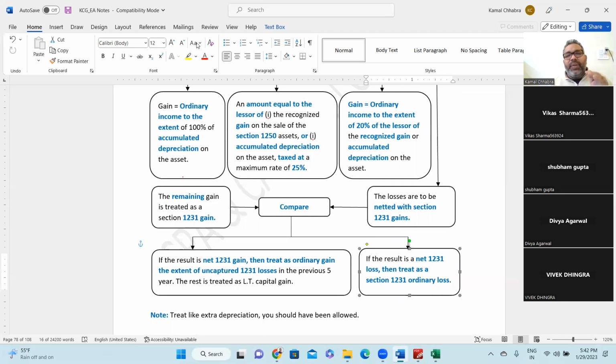Right? If you have a net position as a gain, then you need to look at the previous 5 years whether you have claimed any loss. If you have claimed any loss in the previous 5 years, then to that extent you will be charged at the ordinary tax rate. If there are no 1231 losses which you have claimed in the previous years, then the gain will be taxed at the capital gain tax rate. If the net position is a loss, in that scenario, it will be considered an ordinary loss, and that amount you can adjust from your ordinary income and lower your taxes. Simple?